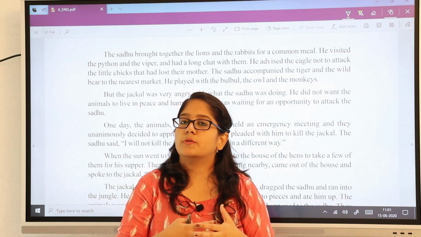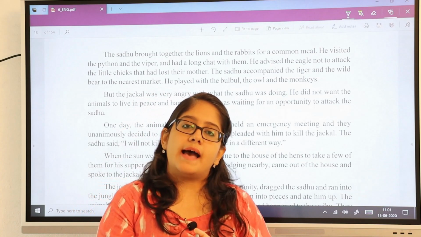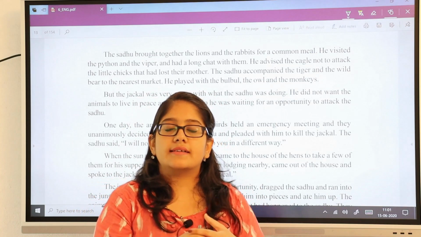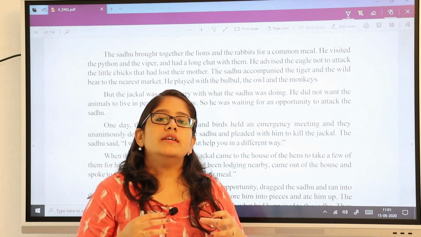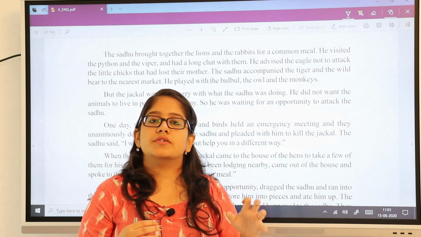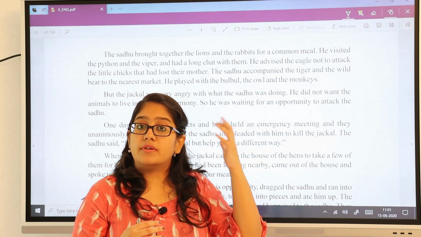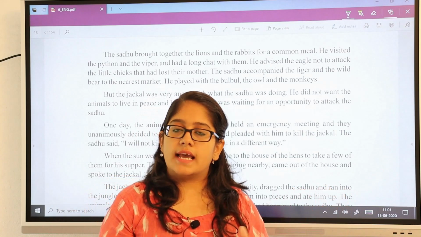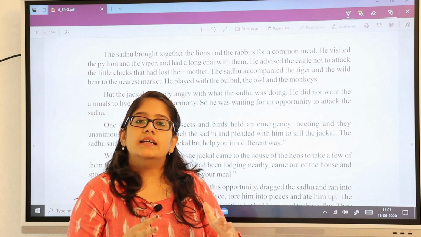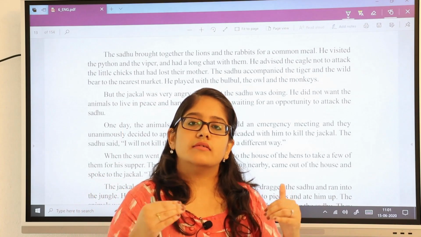Now the harmony between them is back. The mutual understanding, the trust is back. Who helped in bringing back the trust among them? Sadhu. So what did all the animals decide? They understood that the jackal was very cunning. He was playing with them, playing with their minds. So they all unanimously, they all together, held a meeting. They visited Sadhu and they asked him to kill the jackal.